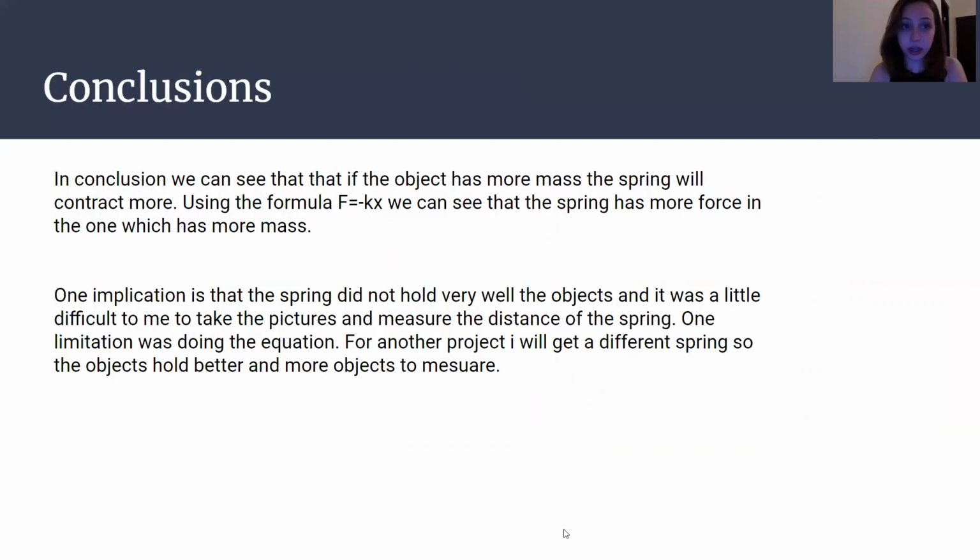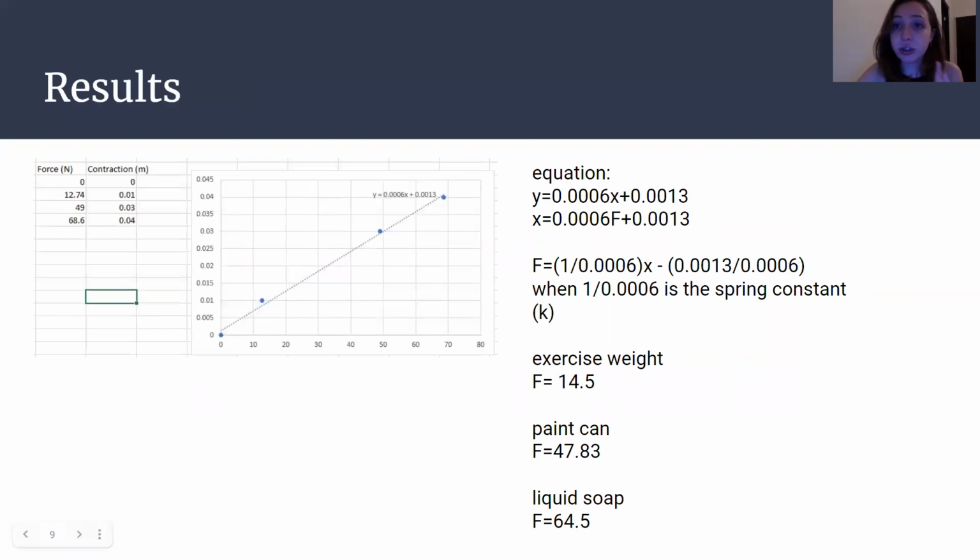So one implication is that the spring did not hold the objects very well, and it was a little bit difficult for me to take the pictures and measure the length of the spring, because the spring was not really solid enough to hold the heavy objects. And one limitation was doing the equation, which was very difficult after doing the graphic.